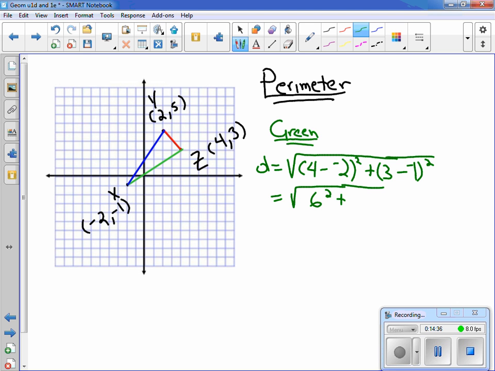Which is going to give me 36 plus 16, which then equals the square root of 52. And I will go through and break down, we're going to simplify that radical.